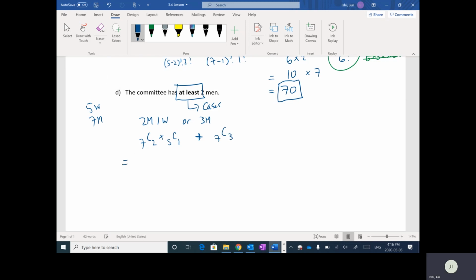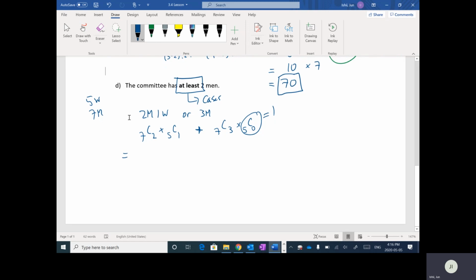Okay. Technically, I guess you could write times 5 choose 0. Now 5 choose 0 is actually 1. Okay, because if you think about it, there's only one way to choose no women.